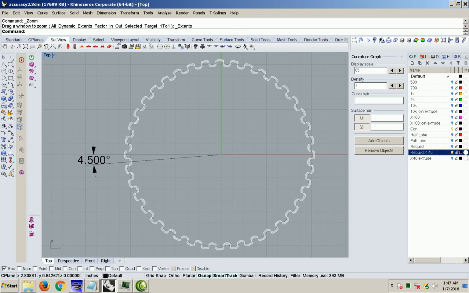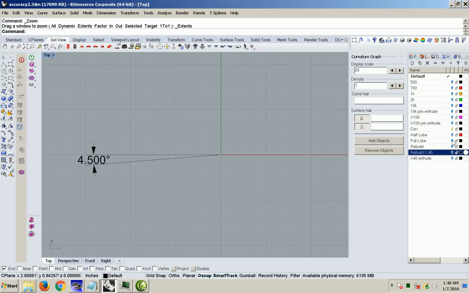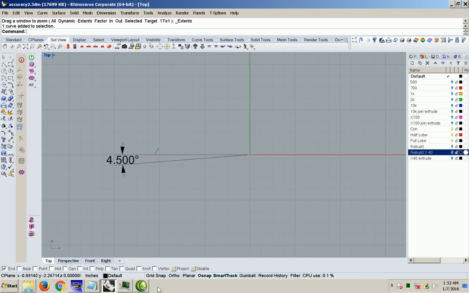Before I converted the profile, I wanted to make sure that it would be as symmetrical as possible, so I isolated one half of the lobe by using two lines rotated by 4.5 degrees, and then used these lines to trim the profile. Next, I used the mirror command to make a full lobe. Now that I had one full lobe that was symmetrical, I selected it and used the rebuild curve command to convert it into a NURBS curve.